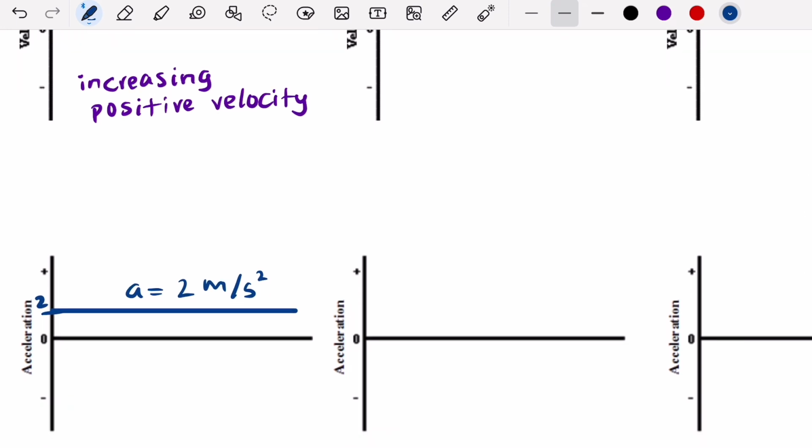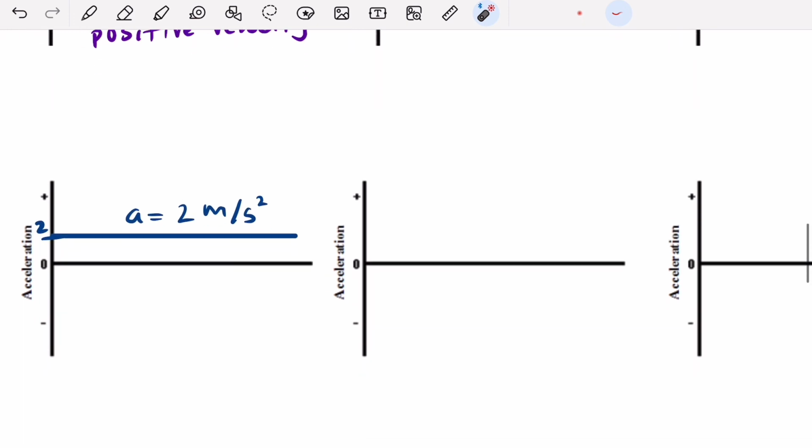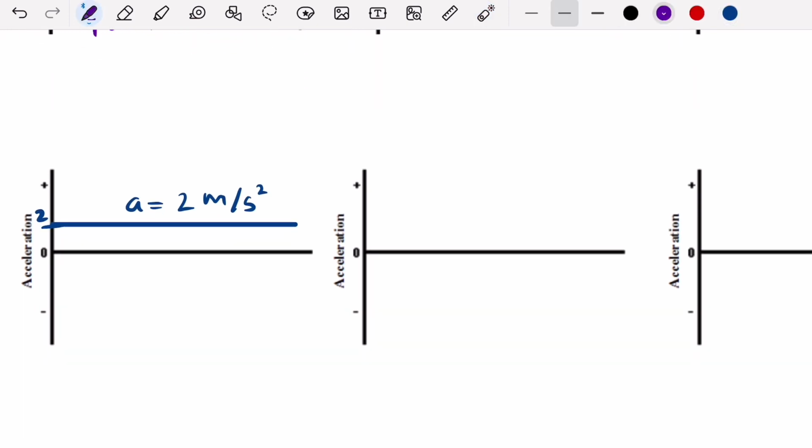Let me just remind you, or not remind you because I haven't told you this, but let me tell you, for this class, we can only have straight lines. That means no slope for acceleration time graphs, okay? No slopes ever for acceleration time graphs. If you ever see a slope for one of these graphs, it represents jerk. So don't be a jerk, only lines with no slope for this class. And this is constant positive acceleration.